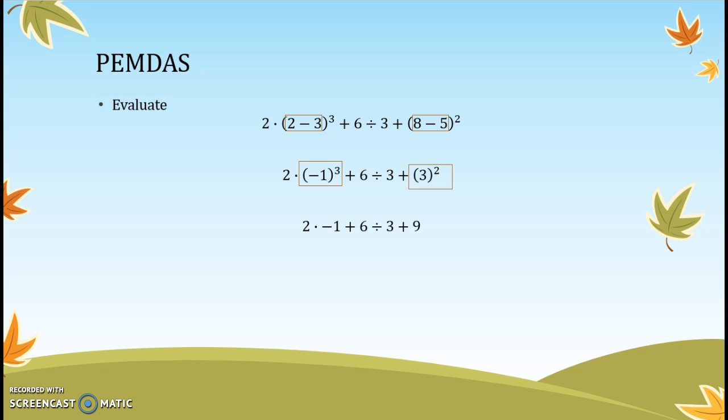Next we must work multiplication and division left to right. So I will start with 2 times negative 1, which is negative 2, and 6 divided by 3, giving me positive 2 plus 9. And now we can add and subtract from left to right. Negative 2 plus 2 is 0, and 0 plus 9 is 9.